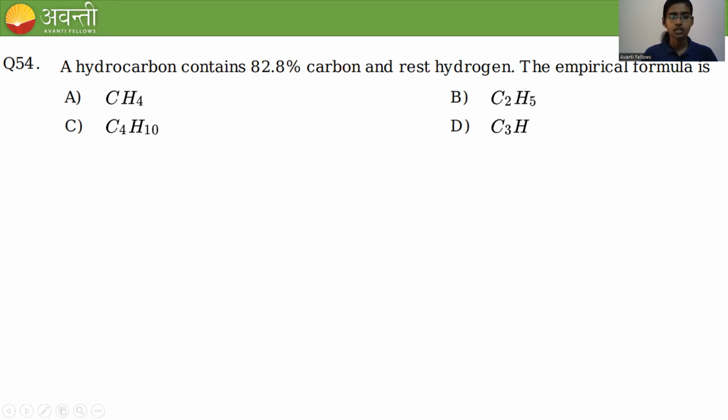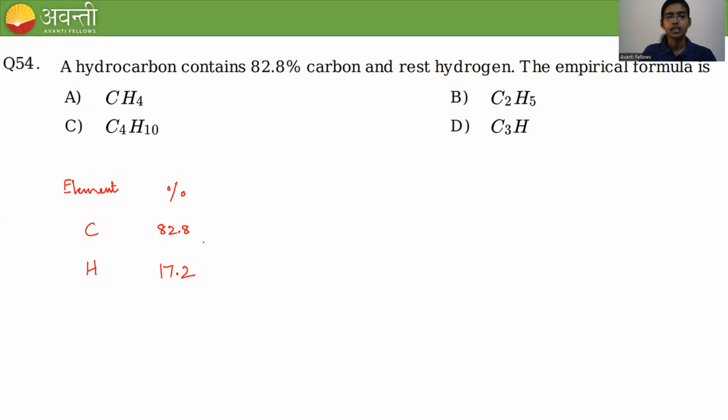To solve this, first we have to take the elements which are given here. The elements present here are carbon and hydrogen. Then we have to take the percentage of the carbon and hydrogen present. So 82.8 is the percentage of carbon, and the remaining is hydrogen, right? So we have to subtract this 82.8 from 100. So 100 minus 82.8 gives 17.2. So this is the percentage of hydrogen.